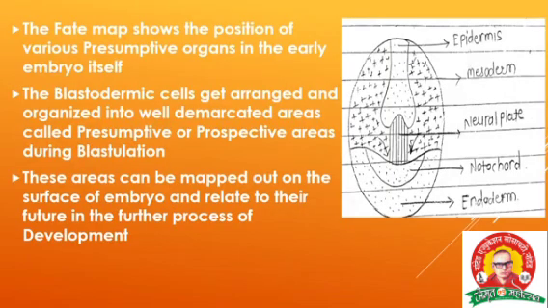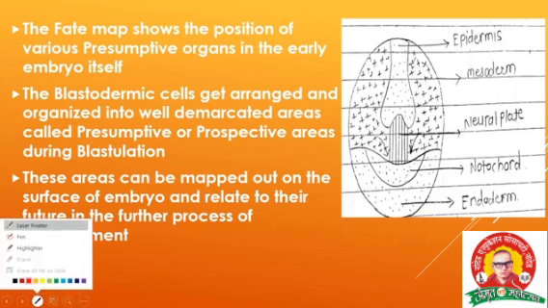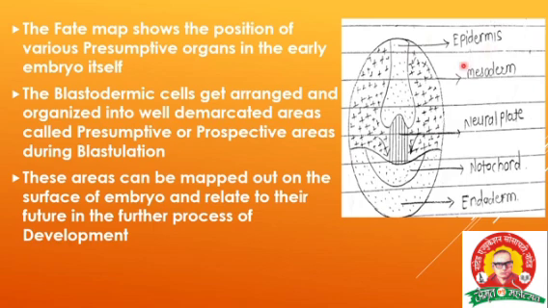On my right hand side, if you see, there is a figure of the fate map of Blastula. Here, that is epidermis, then here mesoderm, neural plate, notochord, and the endoderm. First of all, you can see the exact position. Before that, a few points I will explain, so that you can easily understand about the fate map of Blastula.